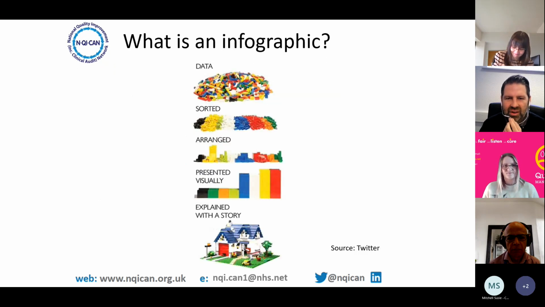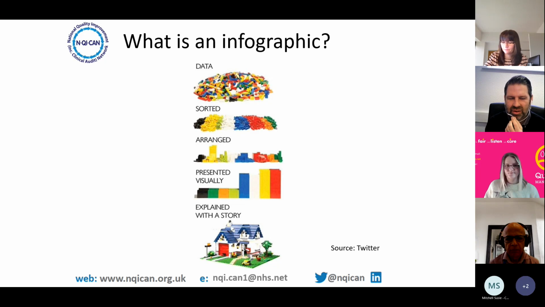So on we go. So what is an infographic? So infographics are basically a way of visualizing messages in a key and organized manner. And I like an image that I saw on Twitter once, where basically there's lots and lots of data. As analysts, we sort it, we arrange it, and then we decide on how best to present that back as part of our projects to the project team and wider audiences.